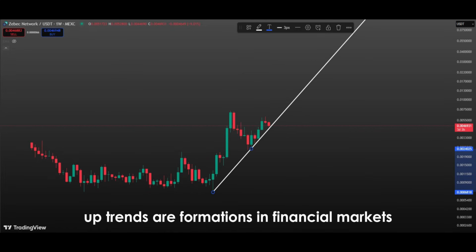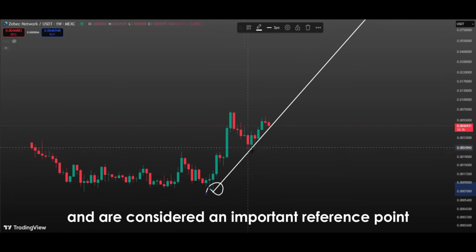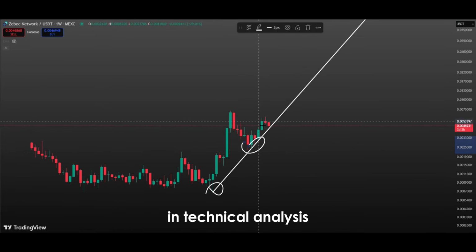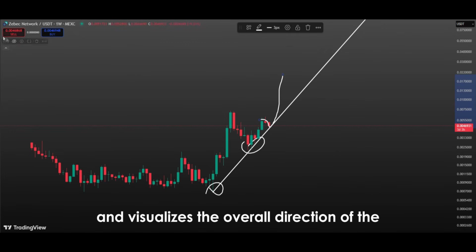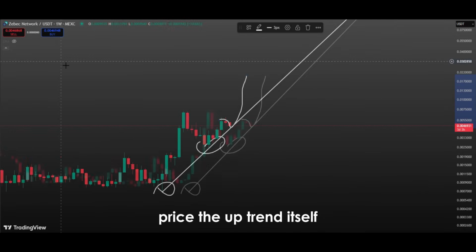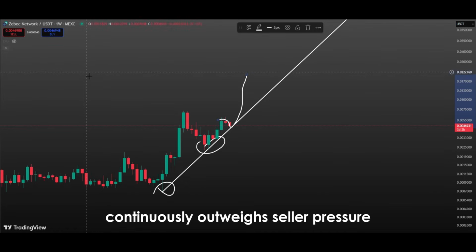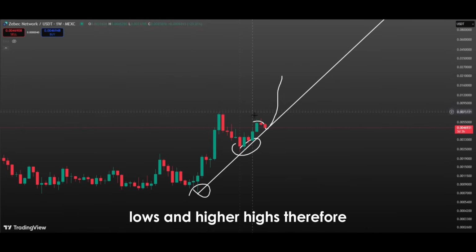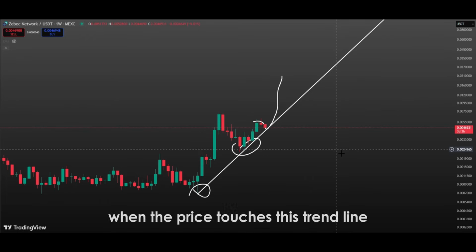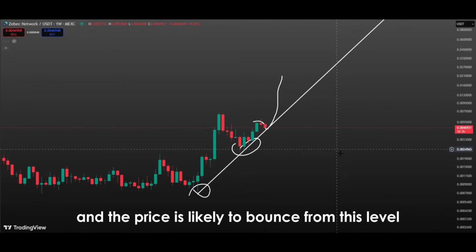Uptrends are formations in financial markets where prices move upward in a consistent direction and are considered an important reference point in technical analysis. This trend line is typically drawn by connecting the low points and visualizes the overall direction of the price. The uptrend itself indicates that buyer pressure continuously outweighs seller pressure, with the price regularly forming higher lows and higher highs. Therefore, investors look for buying opportunities when the price touches this trend line, as historically, the trend line acts as strong support and the price is likely to bounce from this level.